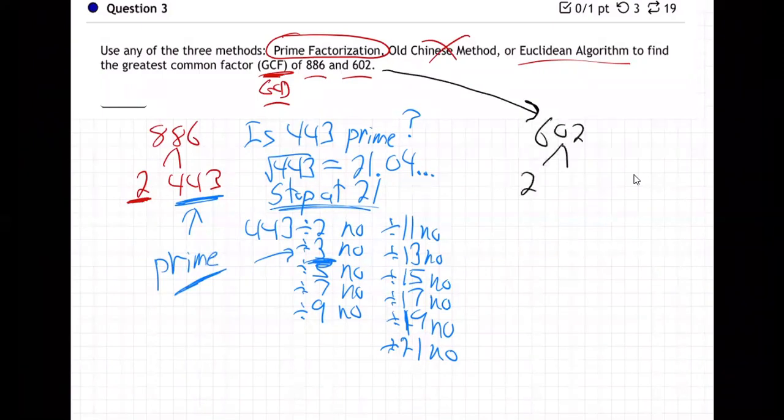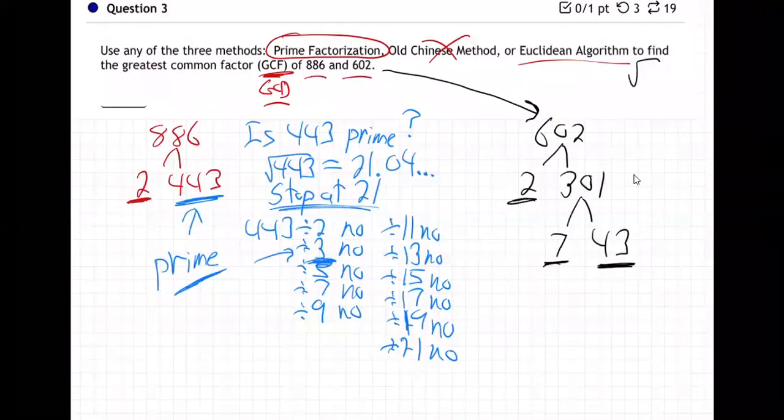Okay, now over here, let's do the 602. Let's break it down. 2 again. I'm going to use my calculator. 301. Now 301 is looking pretty weird. Let me try dividing by some numbers. Oh, but if I divide by 7, I found out it's 7 times 43. So 2 is done, 7 is done. Is 43 a prime? Yeah, it actually is.